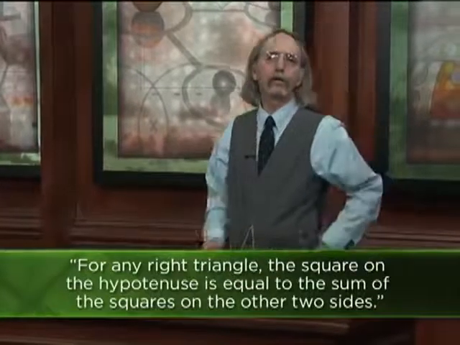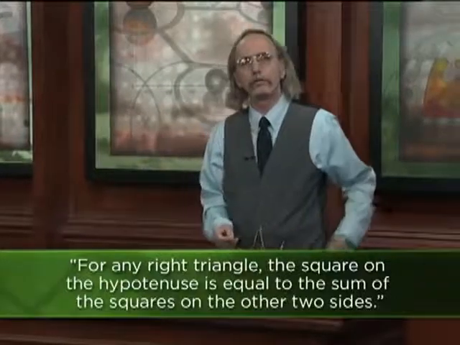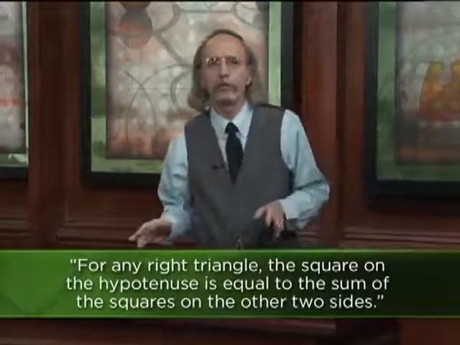First, the theorem the way Pythagoras probably saw it. For any right triangle, the square on the hypotenuse is equal to the sum of the squares on the other two sides. For square, don't think of mathy things like numbers raised to the power of 2. For square, just think square.